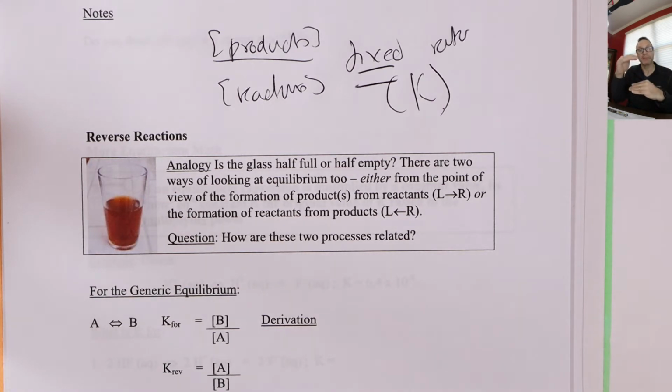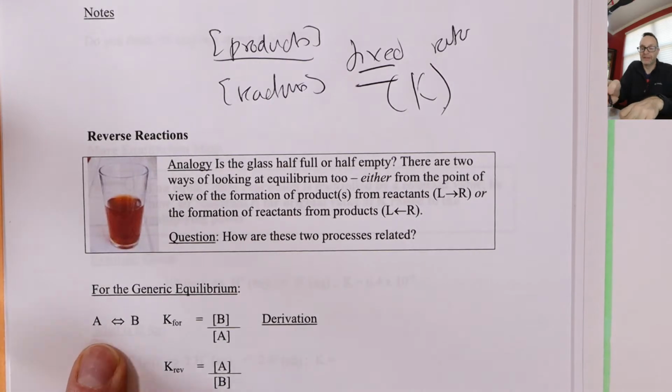That ratio is a fixed number. That means it doesn't matter what direction we approach that equilibrium. We can start with all reactants and make some products. We can start with all products and make reactants. Glass half empty, glass half full. It's one of these deals, and we eventually end up here. Hopefully that makes sense.